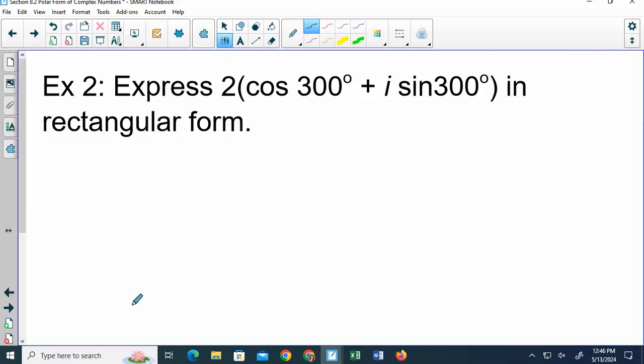So that means polar form has trig functions, rectangular does not. So what would I have to do here? Yeah, evaluate sine and cosine. What quadrant is 300 degrees in? 4. Reference angle is 60. Okay. In quadrant 4, is cosine positive or negative? Positive. What's the cosine of 60? Plus i times, okay, in quadrant 4, is sine positive or negative?